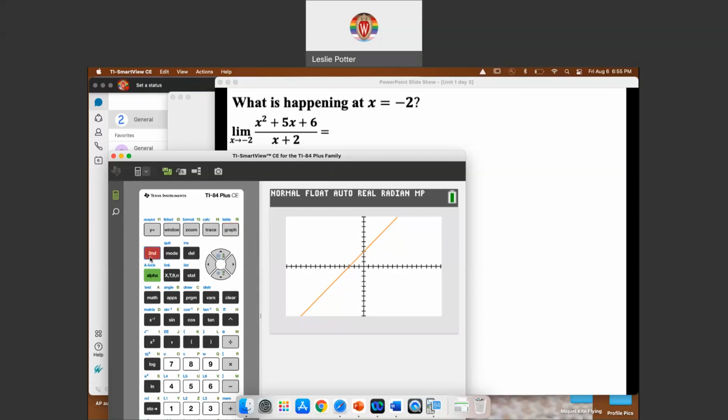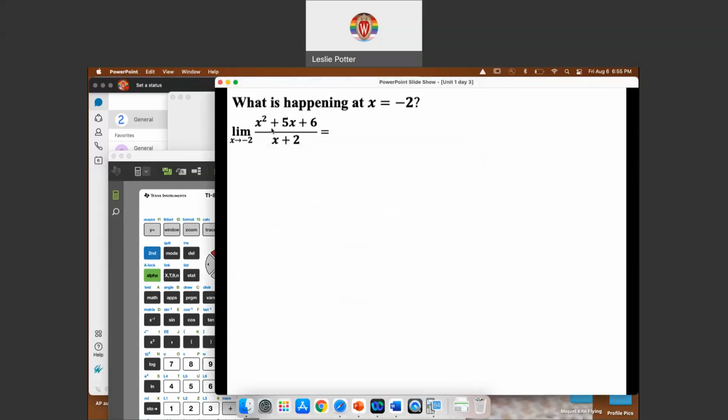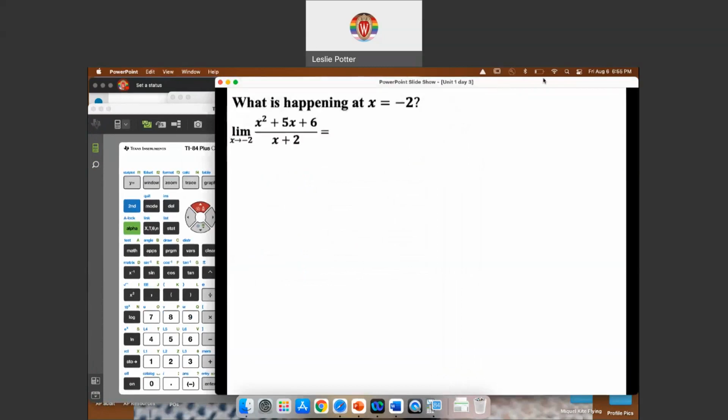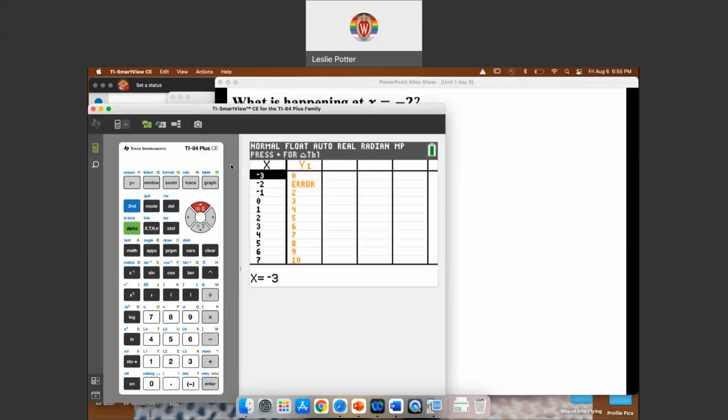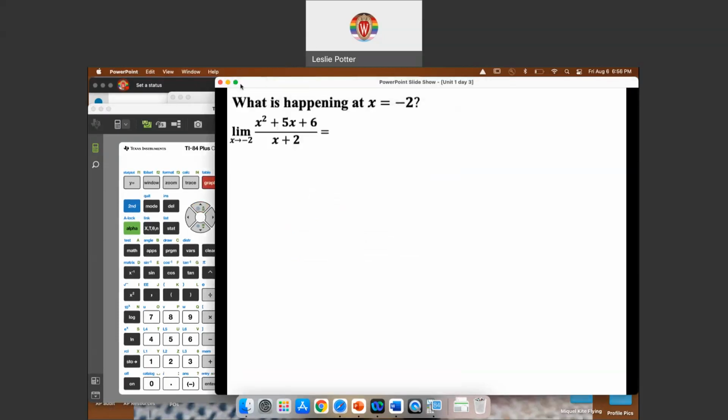Look at the table here at -2. I have to arrow up a little bit. -2 says error. Okay, and the reason why it's saying that is because when I plug in -2 in the top, I also get 0. So that's getting in the way of my calculator being able to accurately represent the limit. Now graphically, I can estimate the limit just by looking at the graph. Where are we trending as we approach -2 here? What y value are we trending to? We're going to see that analytically too.